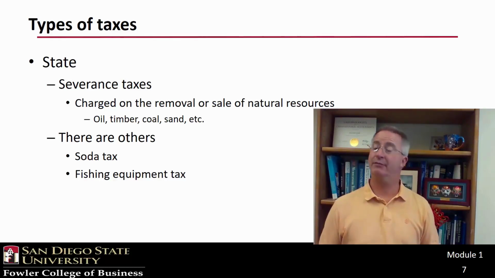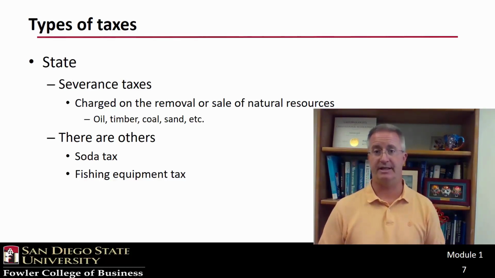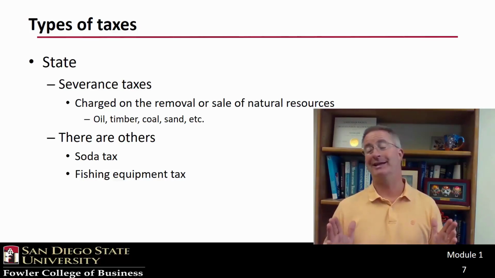Other states have severance taxes that are imposed on the removal of natural resources from the state. For example, timber or coal or oil or gas. Severance taxes have been the primary revenue generator for many states, for example, Alaska. Other taxes are out there, such as a tax on fishing equipment or a tax on soda bottles or plastic bags. There's really no end to the things that can be taxed.